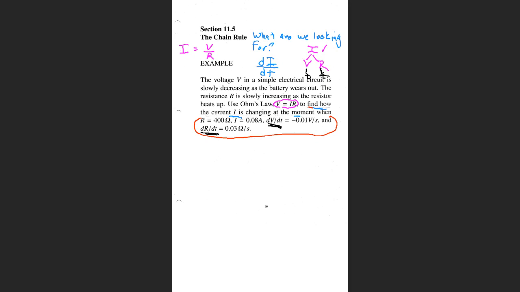So this here is the flow chart. And based on that flow chart, we can find this derivative, and it'll be intuitive. So the rate of change of the current with respect to time is dependent on how current changes with voltage and resistance, and then in turn also how voltage changes with time and resistance changes with time.